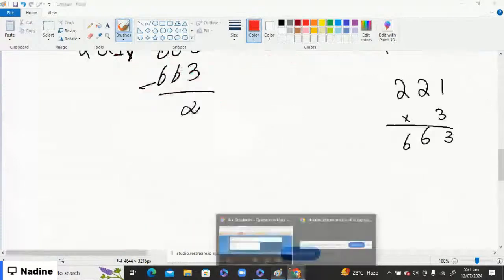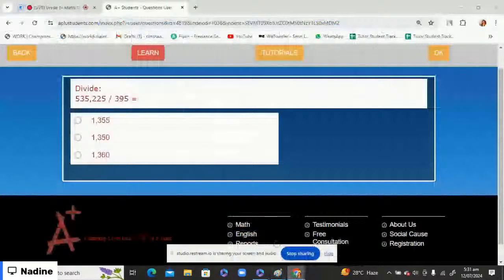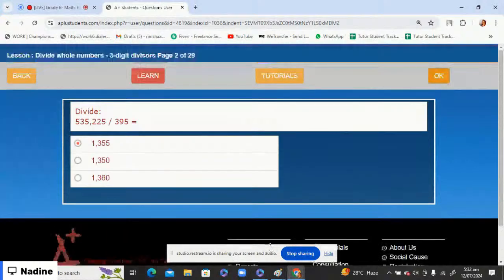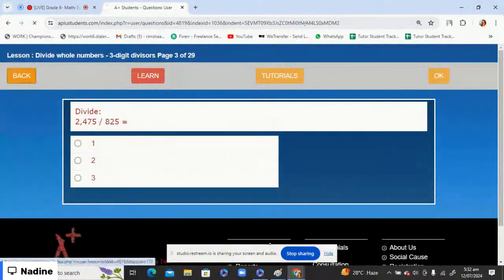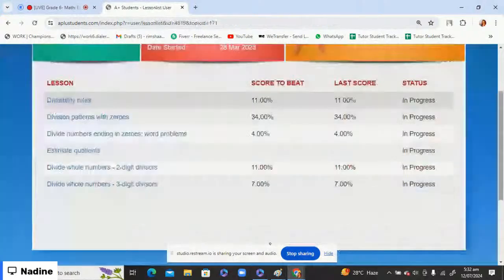Let's go with the options. So what's the answer for that? It's 1355. So let's go with it. And here we get the right answer. Hope you guys understand this long division method. Okay, so you practice the questions and solve the rest of the questions by yourself.